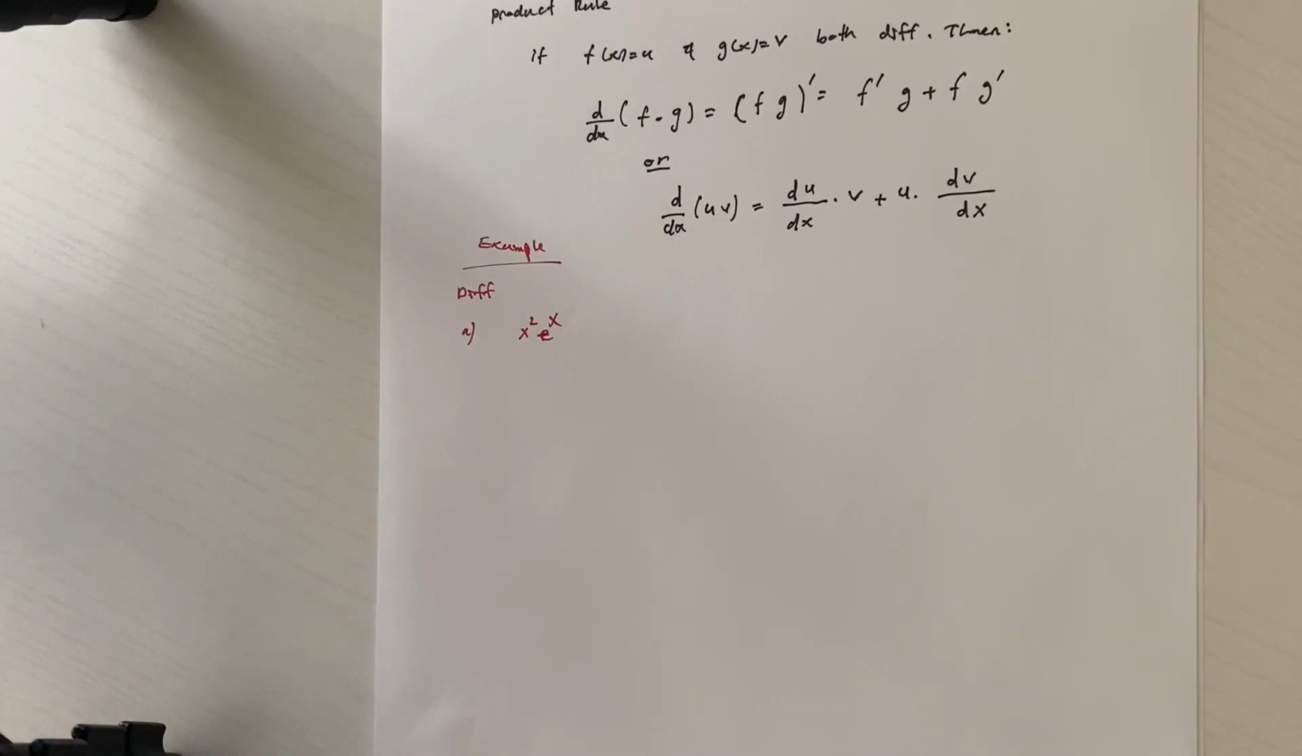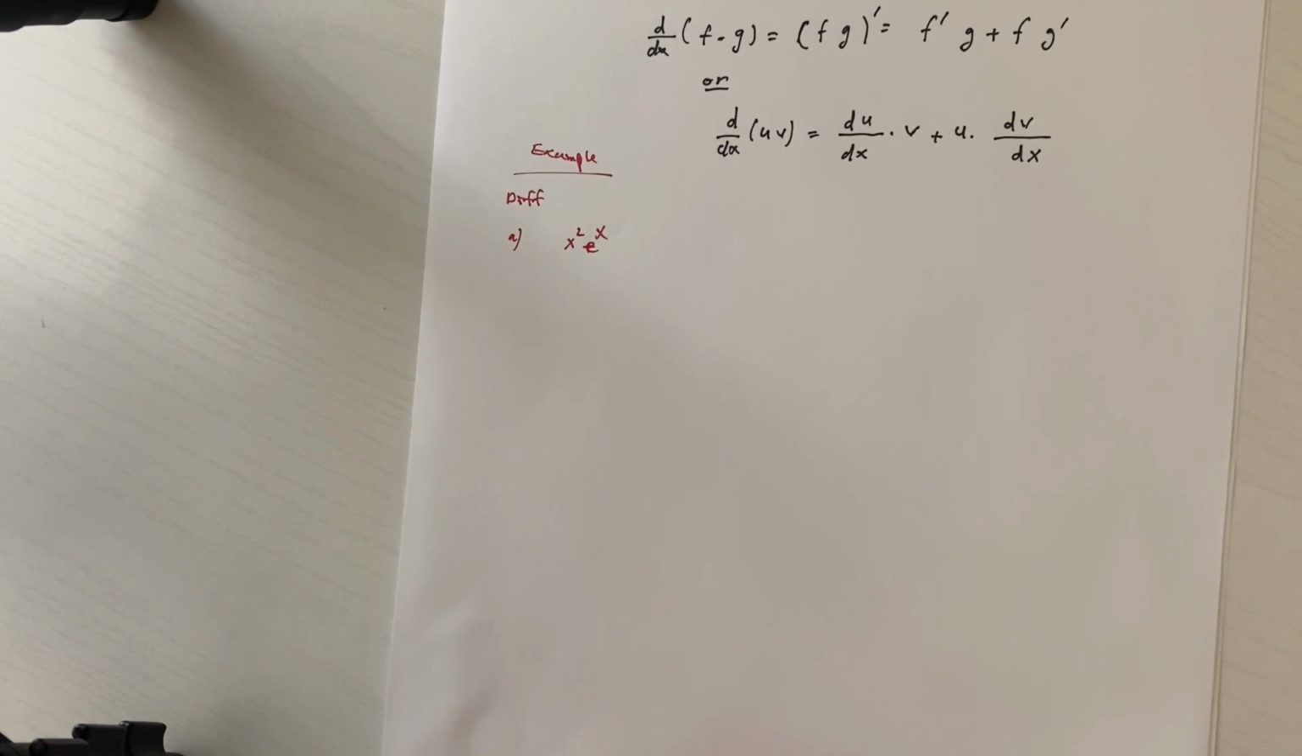So we use the product rule in case we have two functions multiplied by each other and we want to take the derivative, and that is going to be equal to the derivative of the first function multiplied by the second, and then plus the first function multiplied by the derivative of the second.